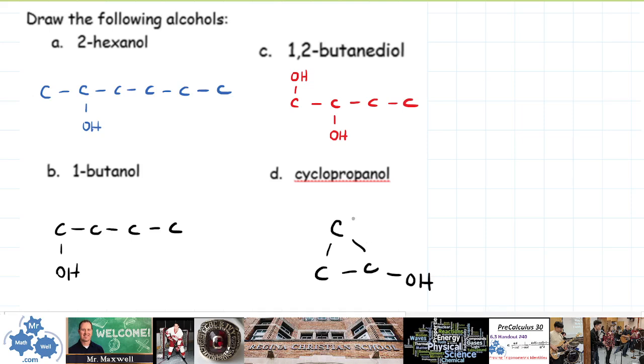Right now we're drawing all the carbons. We're writing all the carbons. You will see this as well. Just like that as well. That is totally fine as well.